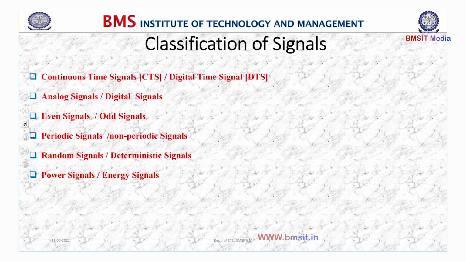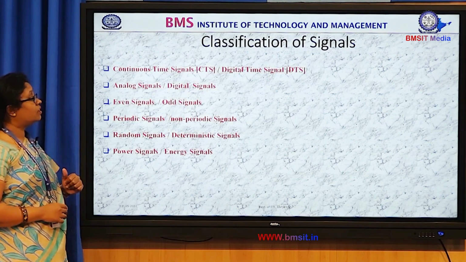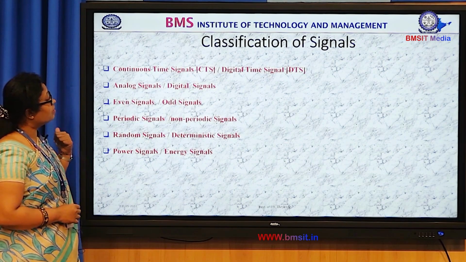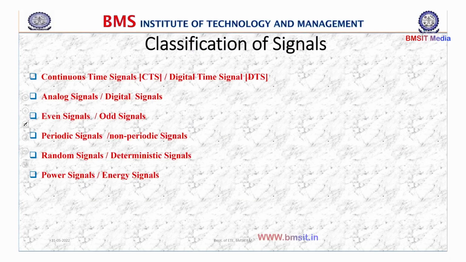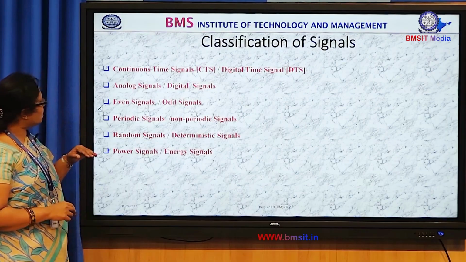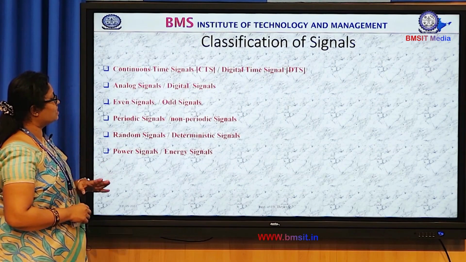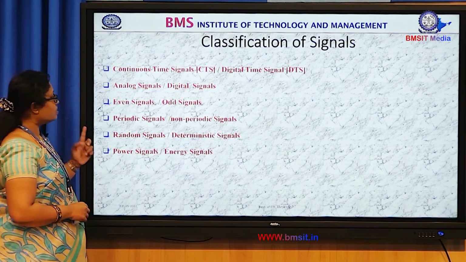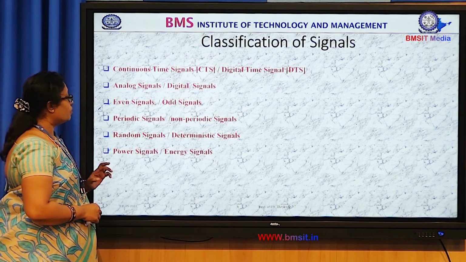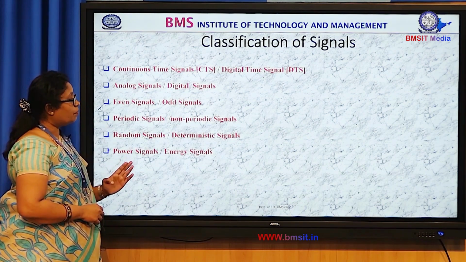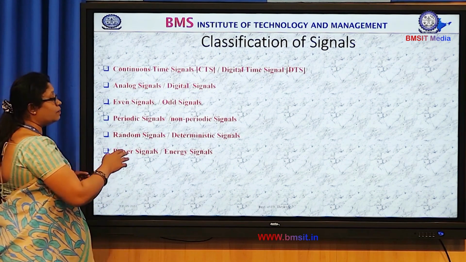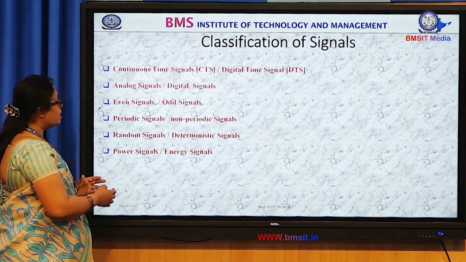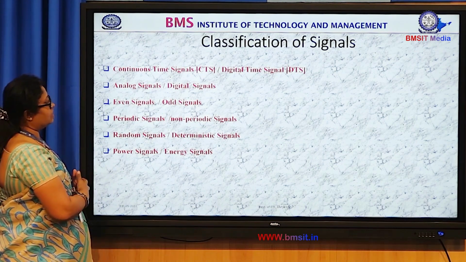Coming to the classification of signals, the third topic. We have six types of classifications. The first one is continuous time signals, which we can call CTS, and discrete time signals, DTS. The second is analog signals and digital signals. The third is even signals and odd signals. The fourth is periodic signals and non-periodic or aperiodic signals, then random signals and deterministic signals, and the last one is power signals and energy signals.